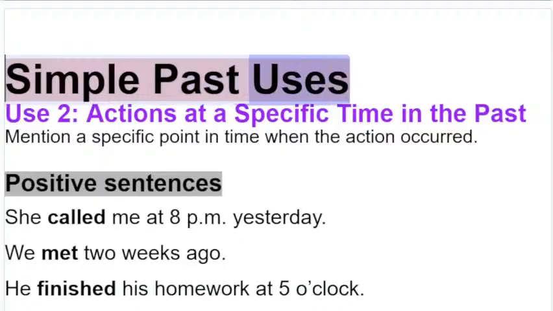Simple past uses. Use it for actions at a specific time in the past. Mention a specific point in time when the action occurred. Positive sentences. She called me at 8 p.m. yesterday.